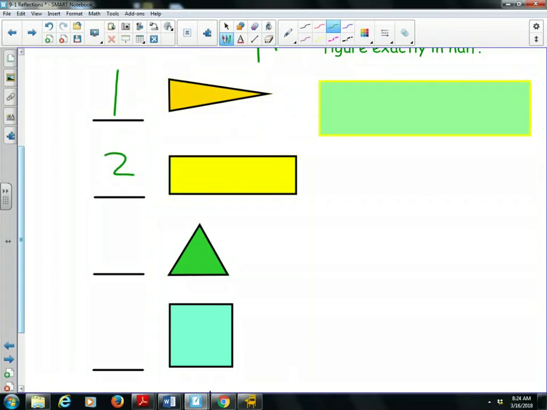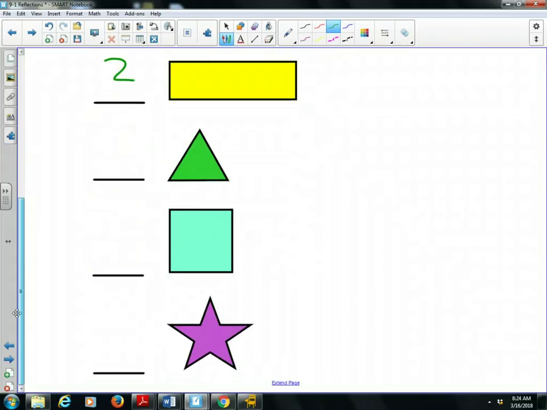lines of symmetry. The equilateral triangle has 3. Once right here that cuts it in half, and once right here that cuts it in half, and once right here that cuts it in half. So those are the three lines of symmetry.